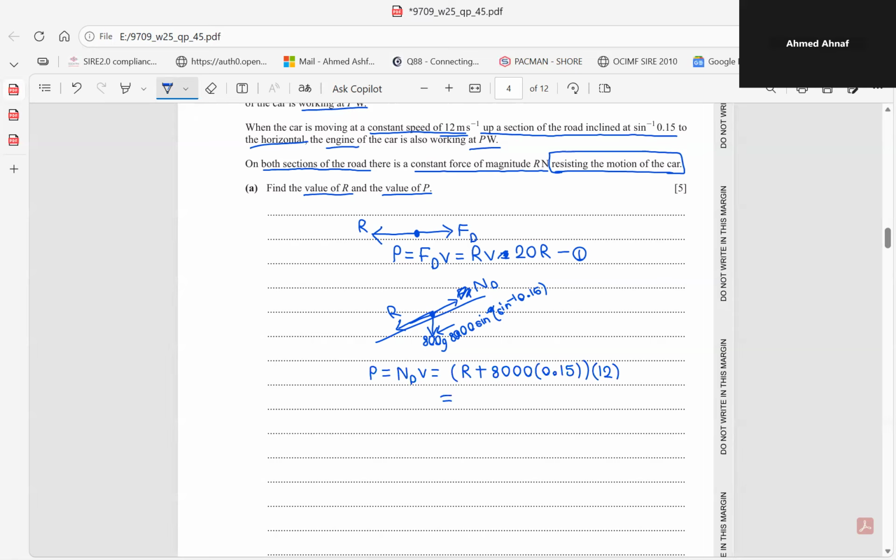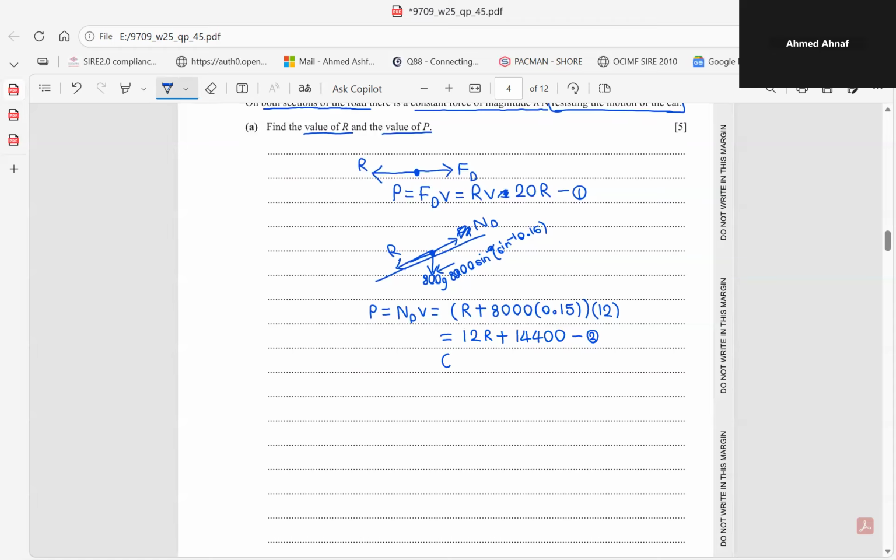So simplifying, you get 12R plus 8,000 times 0.15 times 12. You'll get 14,400. So this is equation 2. So let's equate equation 1 and equation 2.